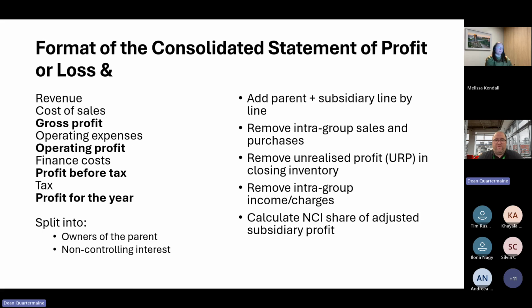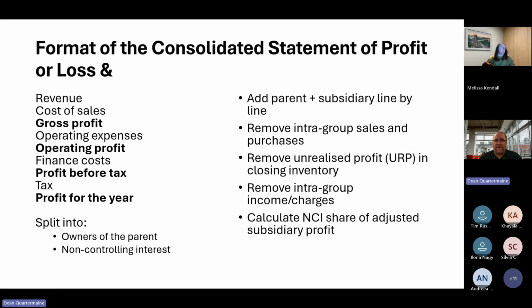And then we need to remove any unrealised profit from the closing inventory. So there'll be a closing inventory figure for the group, which is affecting obviously the cost of sales. Cost of sales is opening plus purchases minus closing. We're going to strip out the effects of any unrealised profit from that.